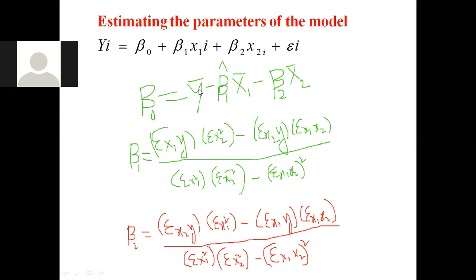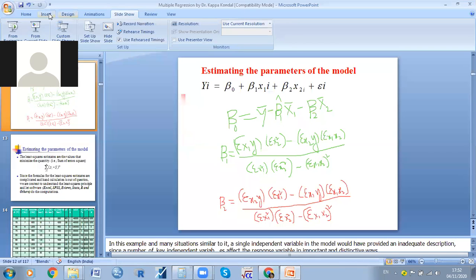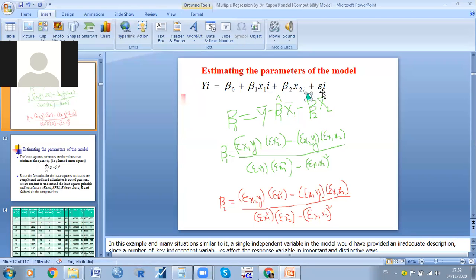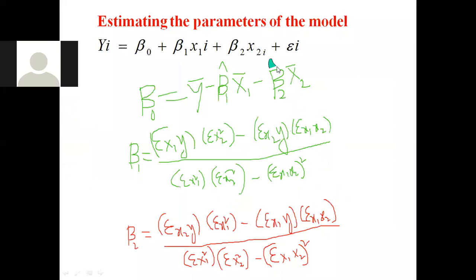Nothing but we need to find the average of the y value minus beta 1 cap times the average of x1. After estimating beta 1, we need to write the estimated value here, minus beta 2 times the average of x2, whatever estimate we get. Sorry, here I didn't put the cap. Here also we need to put the cap. Just a minute, I will put it: beta 0 equals y bar minus beta 1 cap x1 bar minus beta 2 cap x2 bar.